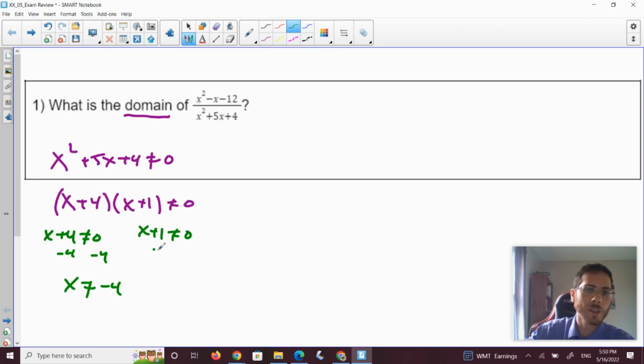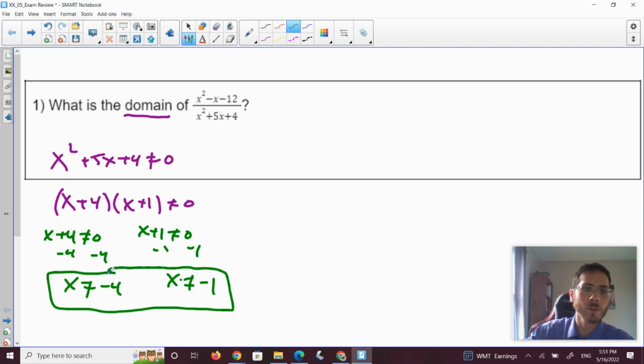X plus 1 is not allowed to be 0. So x is not allowed to be negative 1. And that's our answer. So we can have any x value except for these two. Again, the reason is because they would make the denominator 0. So that's why we don't want to pick these two values.